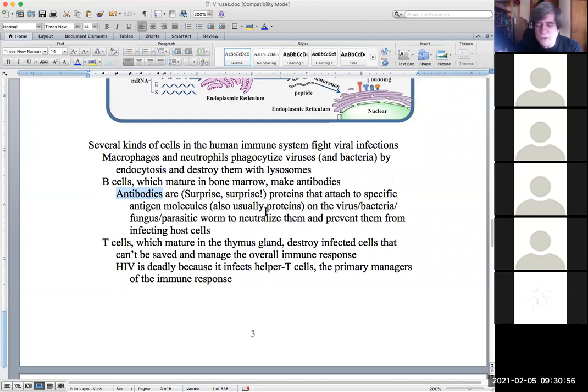Notice that when you get an infection, you make antibodies. This is how you fight off the infection. So after you've had an infection, so if you've had COVID-19, one of the ways that we can tell this, that you've probably heard of, is we can do an antibody test. We can take a blood sample, and if you've had COVID-19, you still have antibodies circulating in your blood.